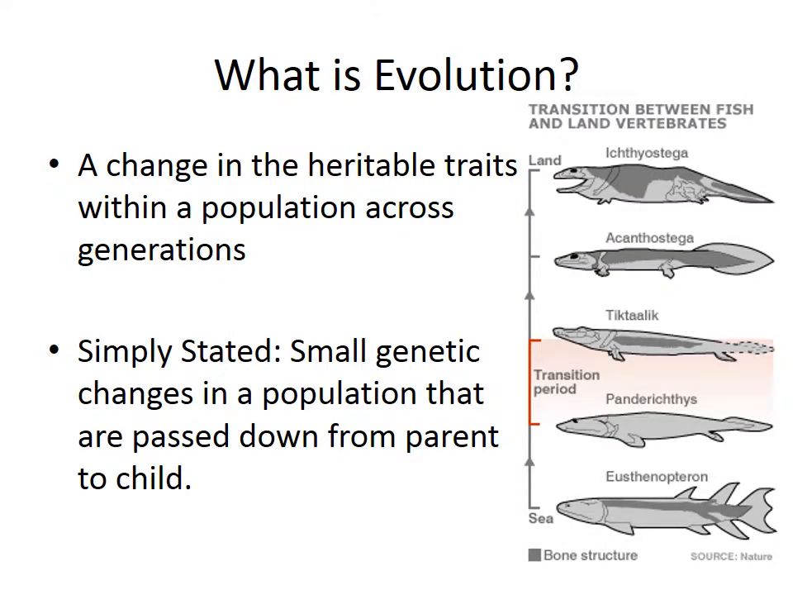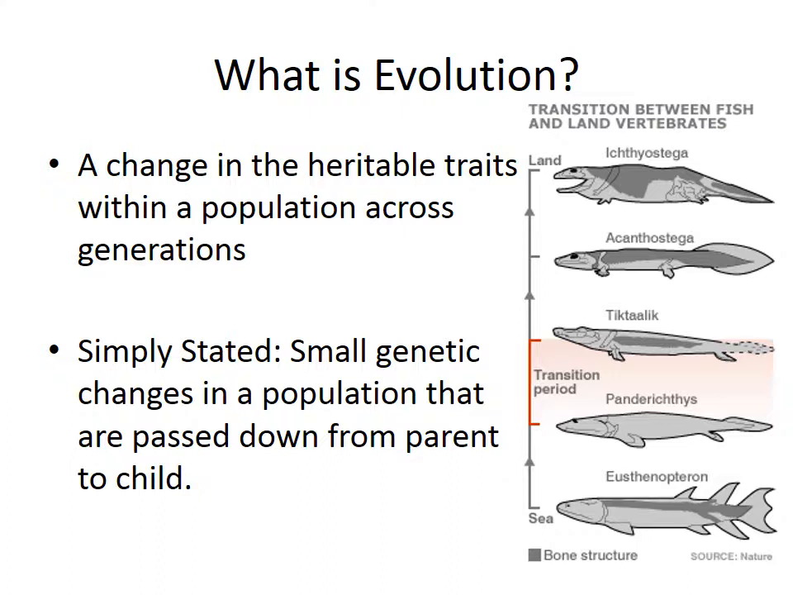Nobody can see. Right. So we are looking at genetic variation over time, which is a very simple way of saying evolution. It's basically our definition for that there. So what is evolution? We have, as you guys saw in your video, a change in the heritable traits within a population across generations. As you guys probably remember, heritable means it's passed down through the genes. You can inherit it from your parent.